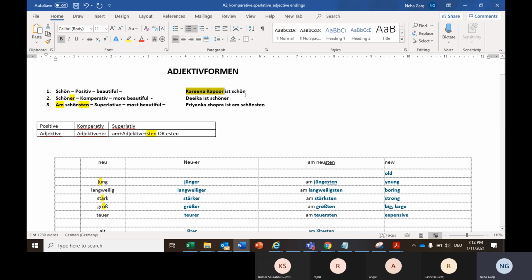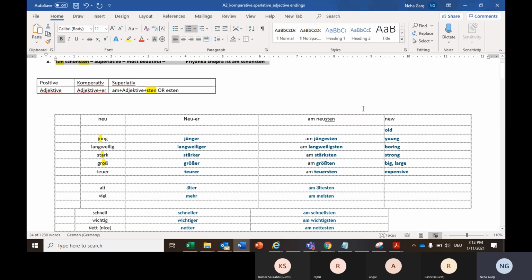Kareena Kapoor is schön. Kareena Kapoor is beautiful, but Deepika is schöner. Deepika is more beautiful, aber Priyanka Chopra ist am schönsten. But Priyanka Chopra is the most beautiful.